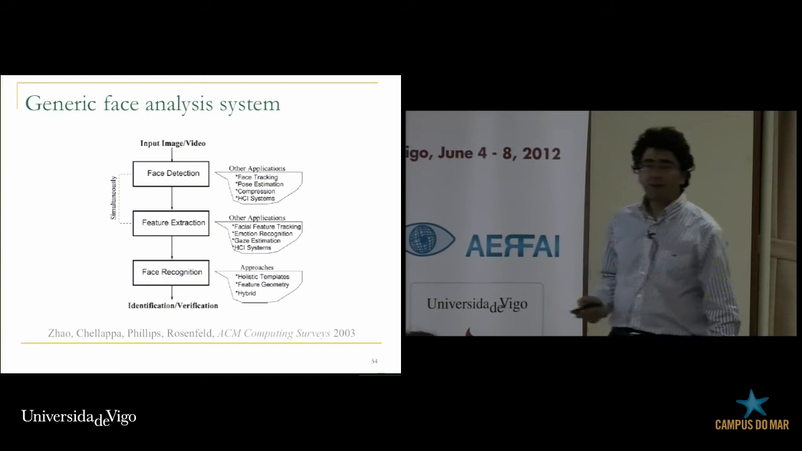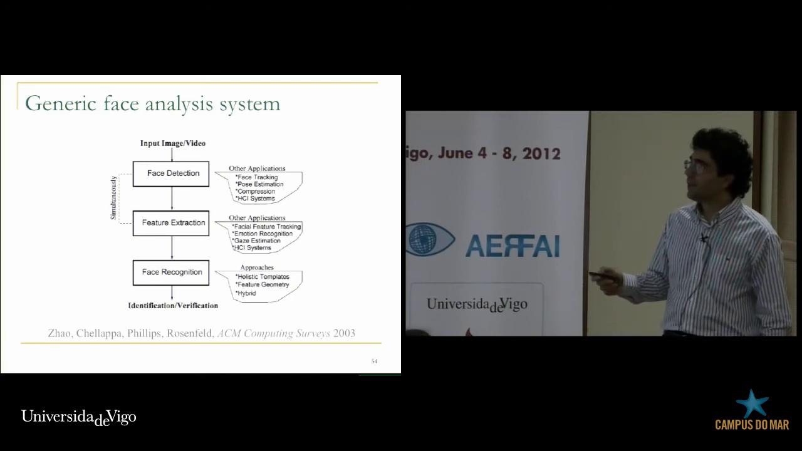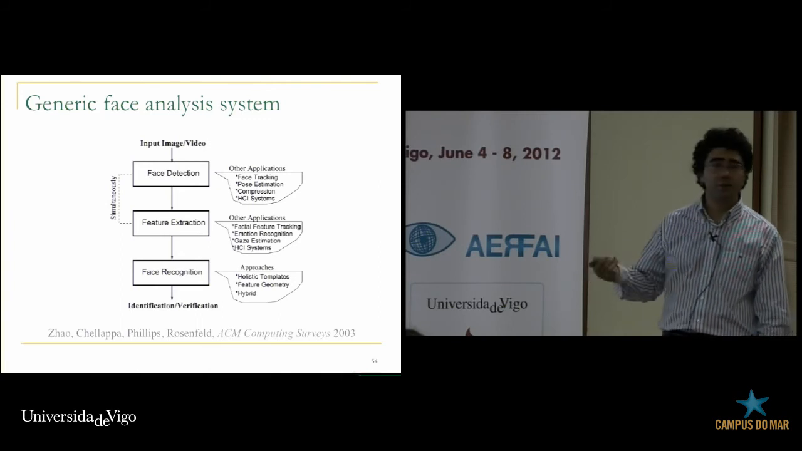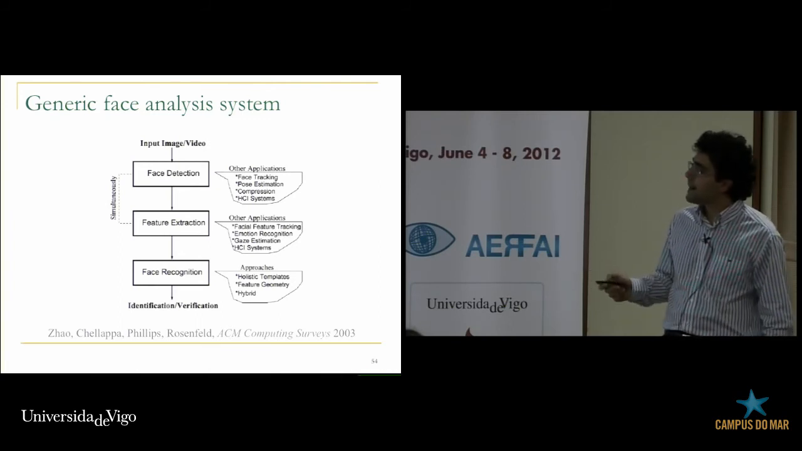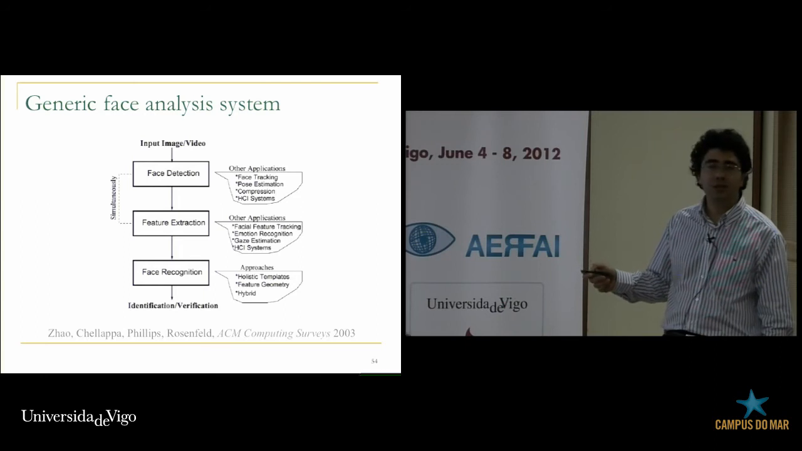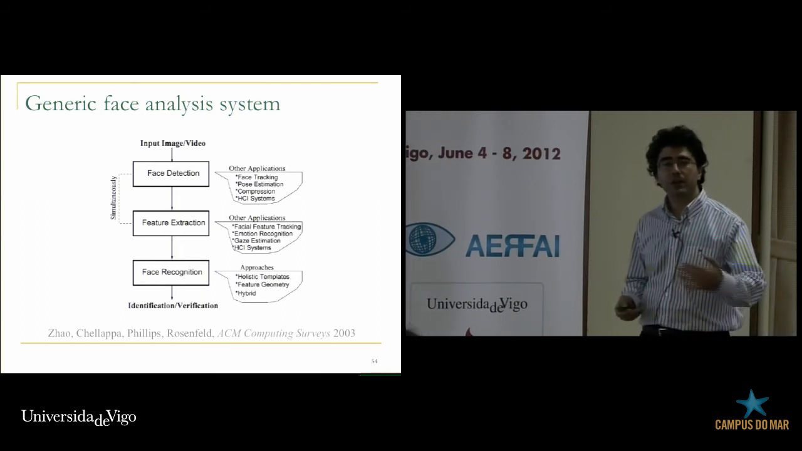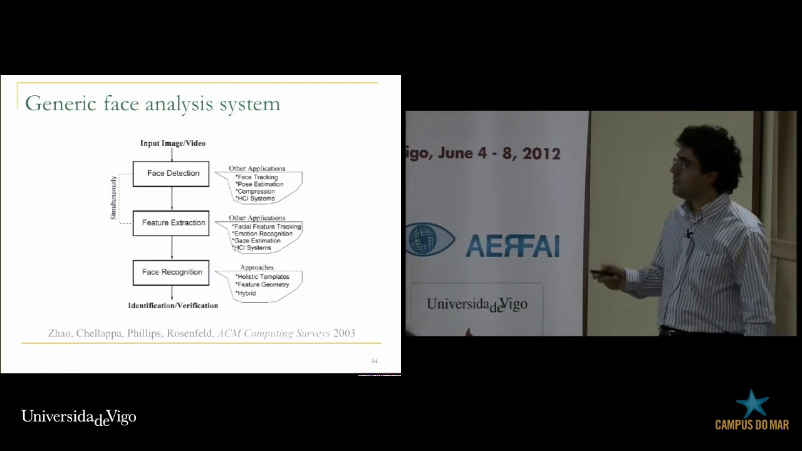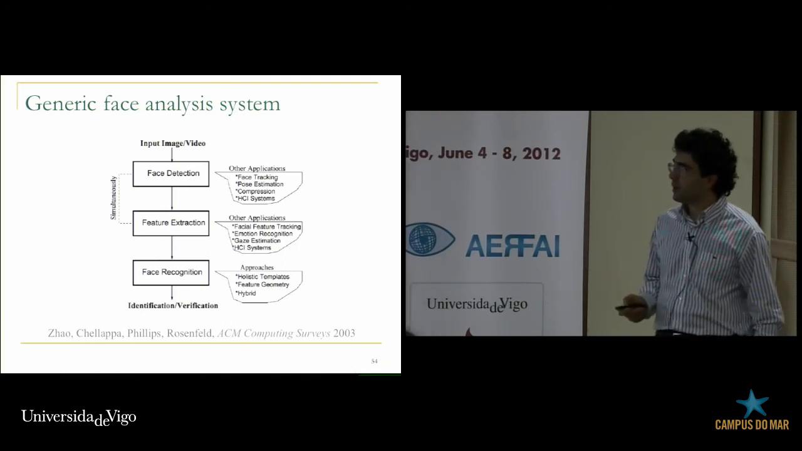A generic face analysis system starts with face detection. Face tracking relates to this. Then you have feature extraction, and these can actually be done simultaneously, as in active appearance models, for instance. Then you have recognition, but you can also have emotion recognition, gaze estimation, and behaviors that are useful for human-computer interaction would also fall under this part.